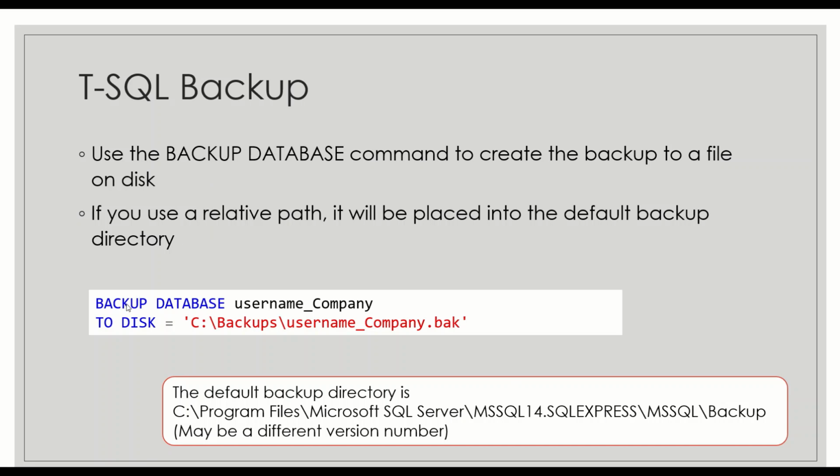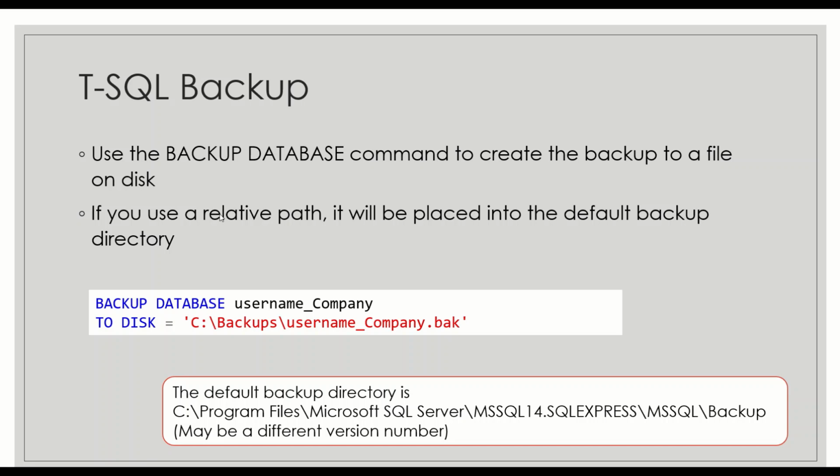So we use a command called backup database to create the backup to a file on disk. It's a pretty straightforward command. We start with backup database and the name of the database. And then the next line, we have to disk equals, and then a path to the file that you want to create. Now, I've used an absolute path here, which means I'm starting at the root or C drive, as you can see there. And that provides a concrete pathway to the file. We give the file a name, and the extension is .bak.